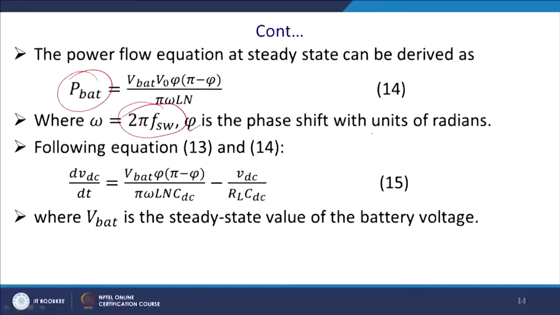That depends. If it is an IGBT based system, the switching frequency can be 10 to 5 kilohertz, and phi is the phase shift between the units in radians. Thus what we can compute from equations 13 and 14: dVdt equal to battery voltage into psi into pi minus psi omega ln DC minus a regulator factor VDC RL into CDC, where we assume that the battery voltage almost remains constant. So there is no variation in the battery voltage, where battery voltage is the steady state value of the battery, then only this analysis is more fruitful.